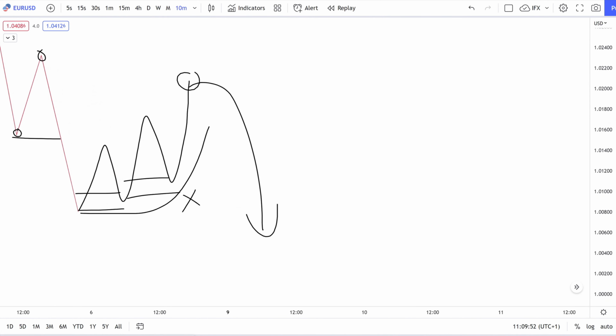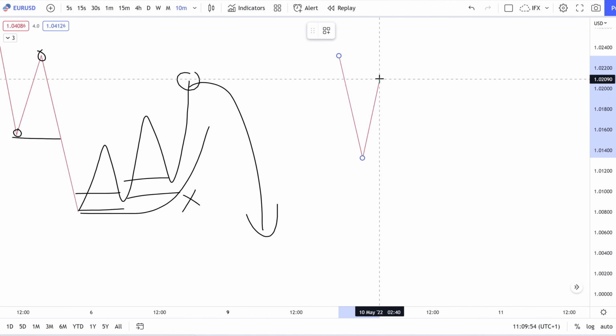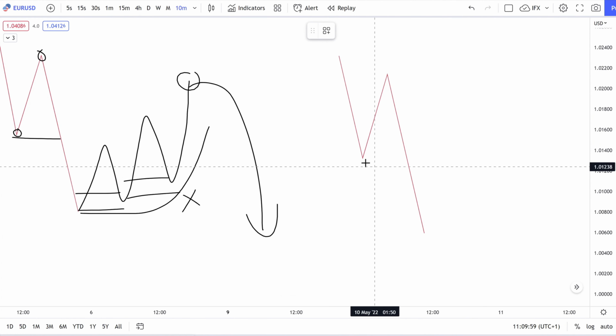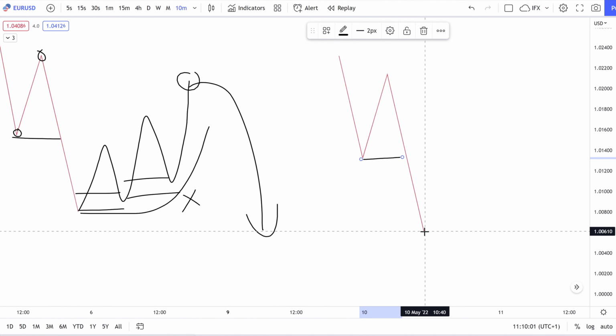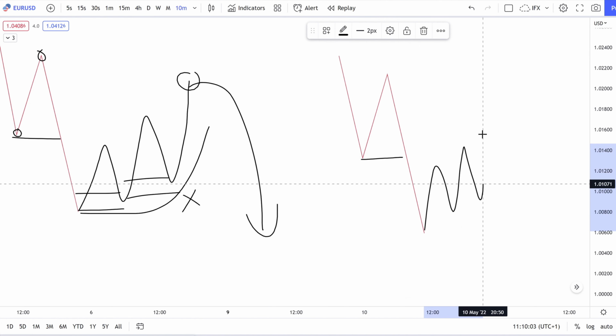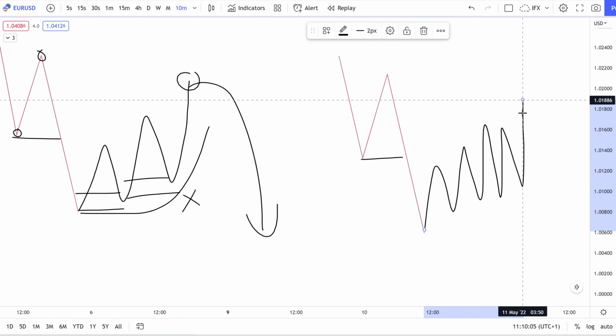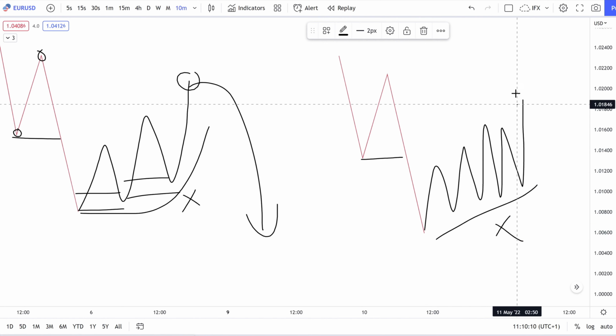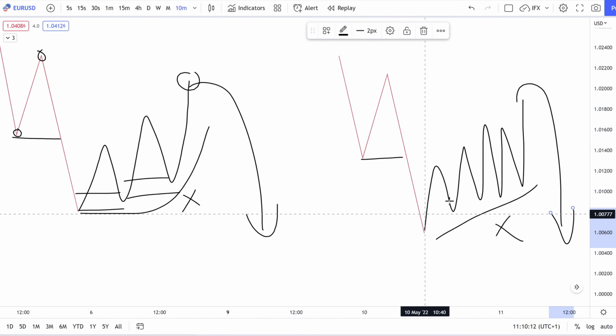The next one is very similar. Essentially, that's the same thing. Again, we've broken structure, and what we want to see is a corrective, literally a corrective pullback. Again, what this is doing is building trendline liquidity to target for the future. Again, demand chain holding.